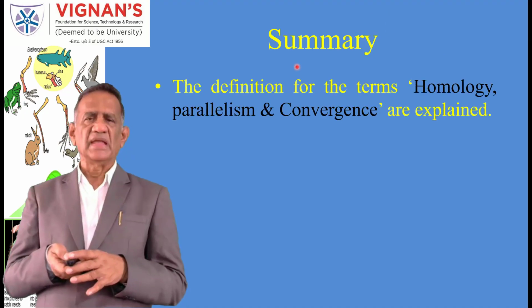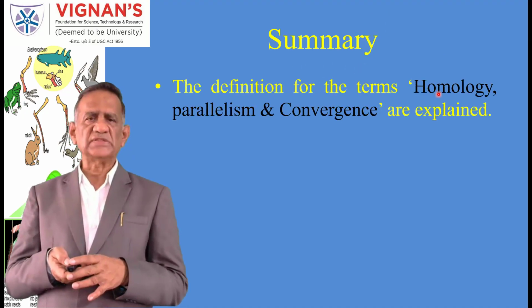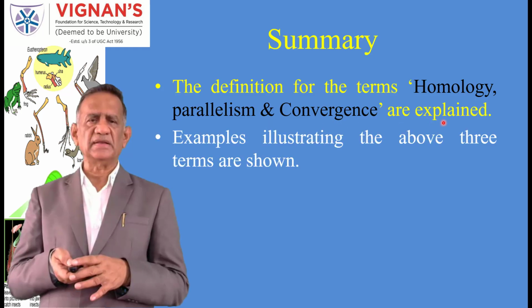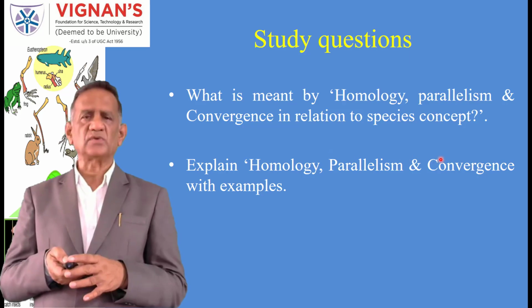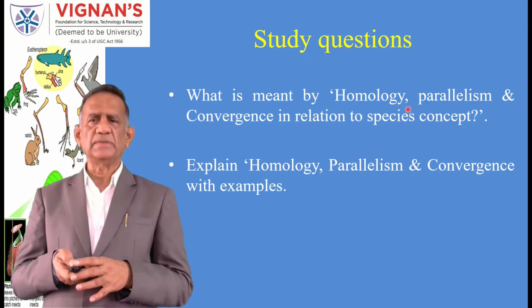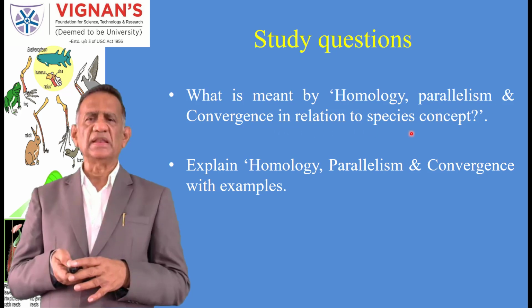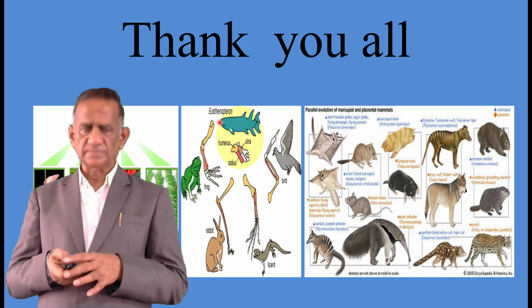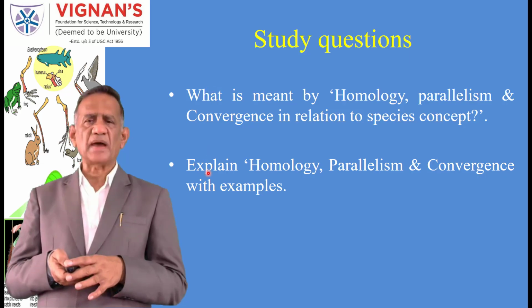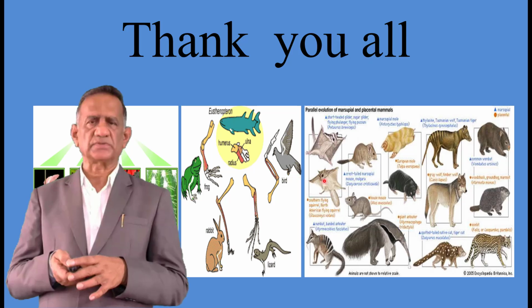Let us see the summary. The definitions for the terms homology, parallelism, and convergence are explained. Examples illustrating the above three terms are shown. Let us see the study questions. What is meant by homology, parallelism, and convergence in relation to the species concept and speciation mechanism? Explain homology, parallelism, and convergence with examples.